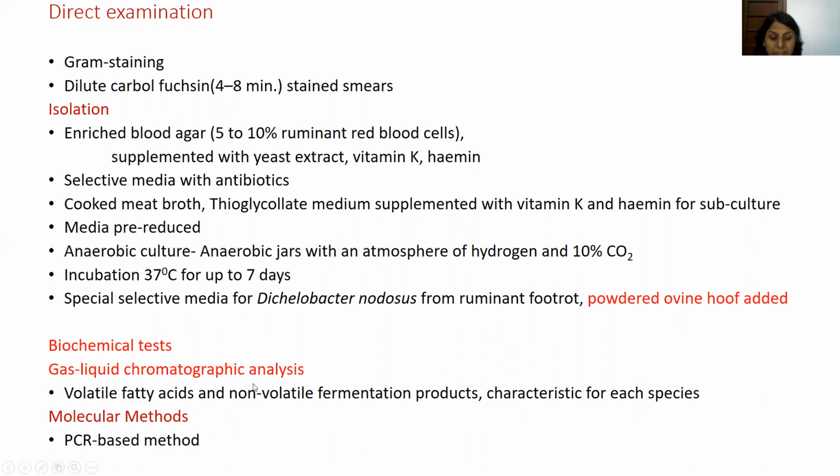The biochemical test can be done. Gas liquid chromatographic analysis is used to detect the volatile fatty acids and the non-volatile fermentation products, which are specific for each species, and PCR can be used for the molecular diagnosis.